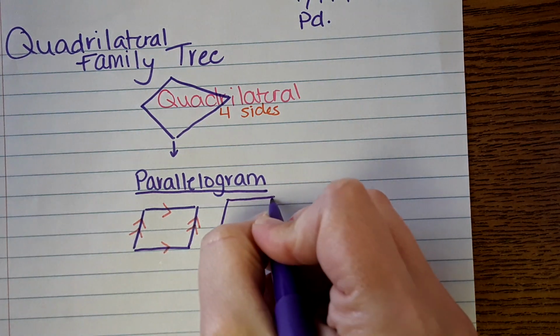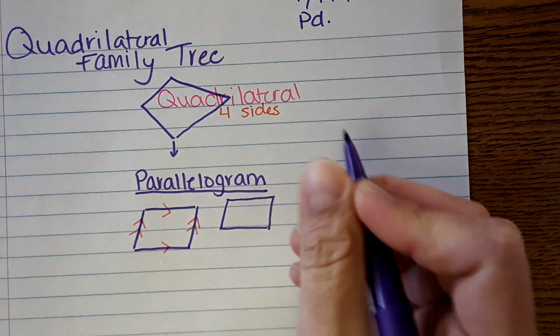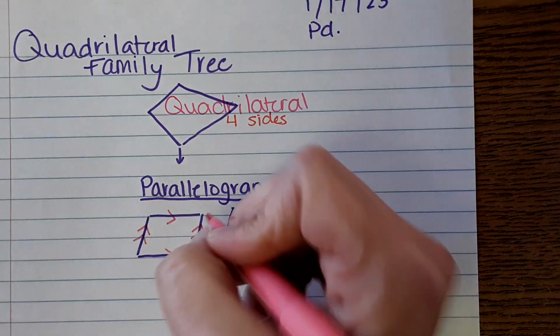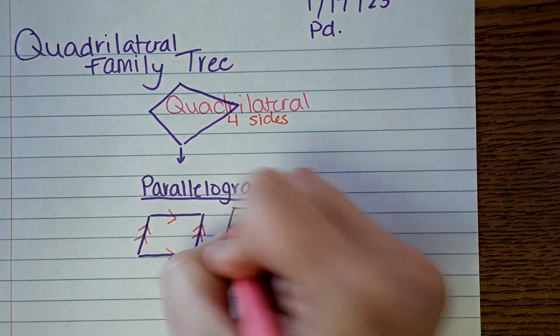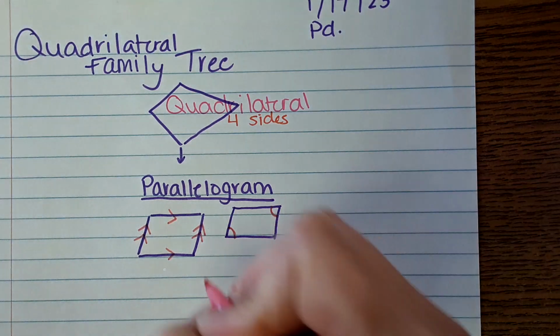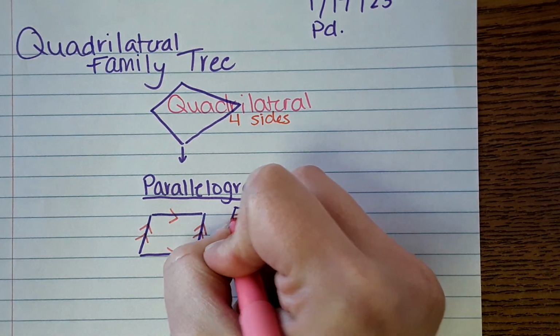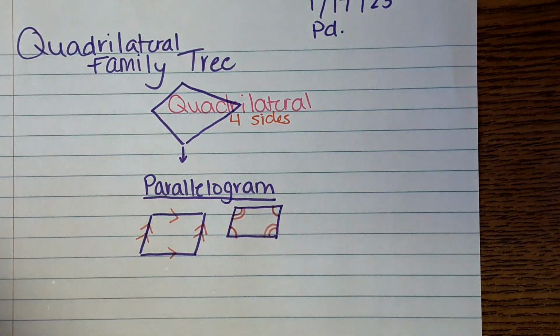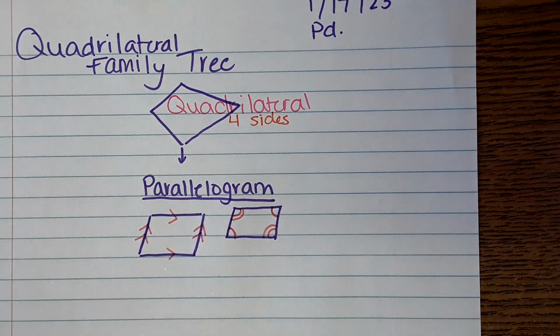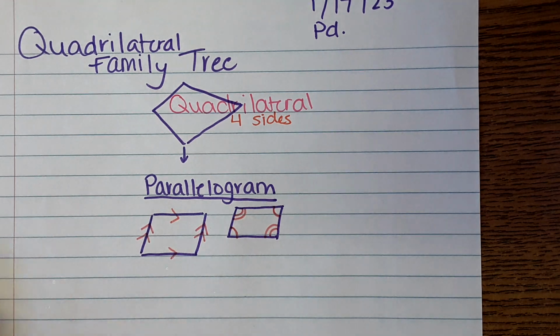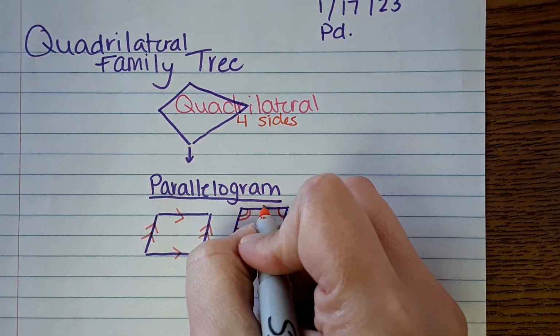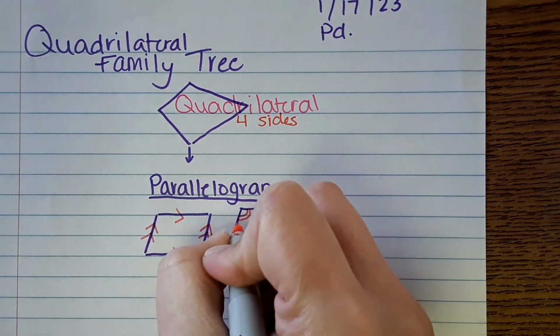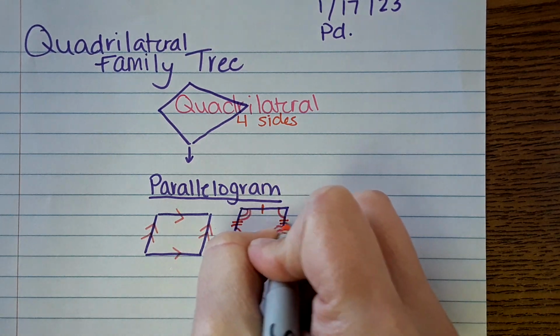We also learned that in a parallelogram, the opposite angles are equal, so this angle is the same measure as this one, and this angle is the same measure as this one. And then additionally, opposite sides are congruent. So this side is the same length as this side, and this side is the same length as this one.